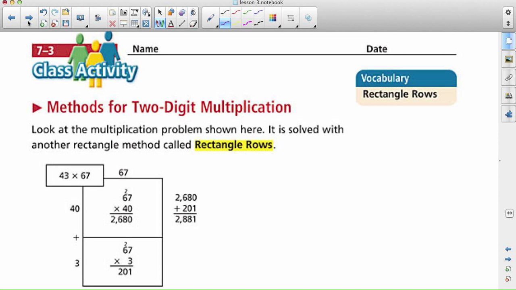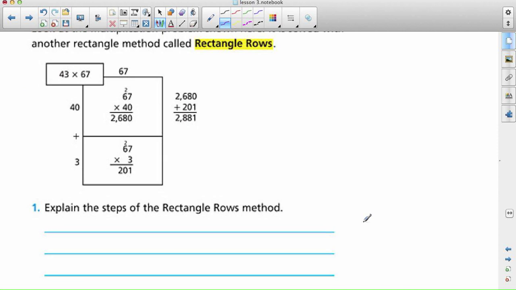Okay, let's go on. We're going to talk about rectangular rows. So this is the rectangular rows method. It's very similar to the partial sums method or the area method, where you're looking at area. Only we're not breaking it all the way apart. So notice instead of breaking both numbers down into their expanded notation, we're only breaking one of them down. So we're doing 67 times 40 and then 67 times 3. And then we would add those two numbers up together. So you can kind of see the work that's been done there and how that works out.